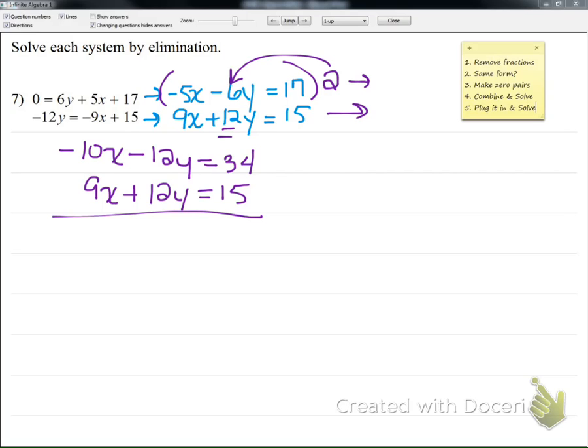Alright, I'm done with those two steps. I made my zero pair right here, and now I'm ready to combine and solve. Negative 10 and positive 9 equals negative 1x, which is equal to 34 and 15. If I combine that, it is 49. Divide both sides by negative 1. So x is equal to negative 49.